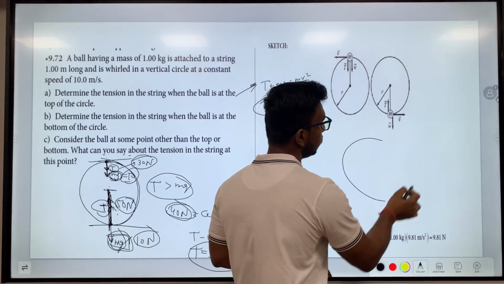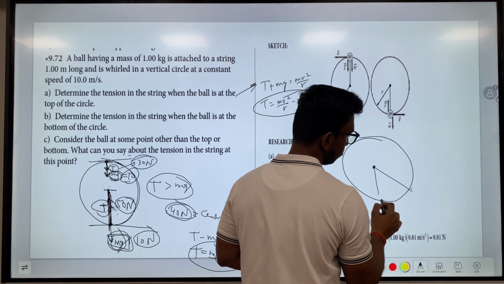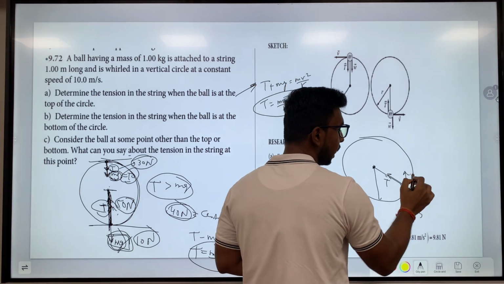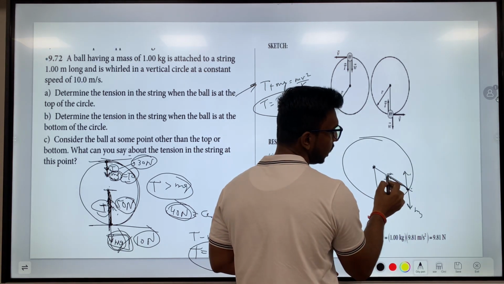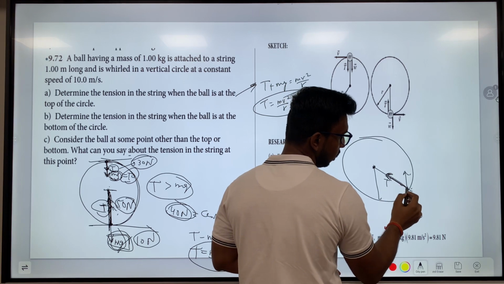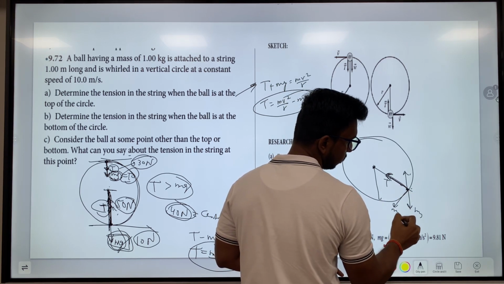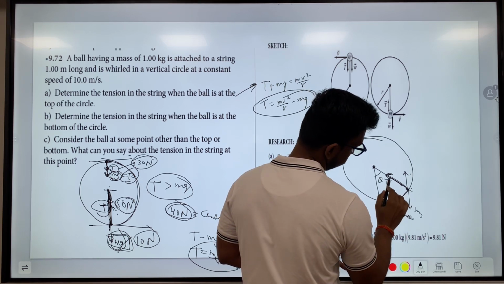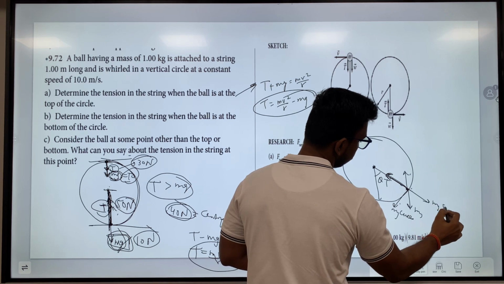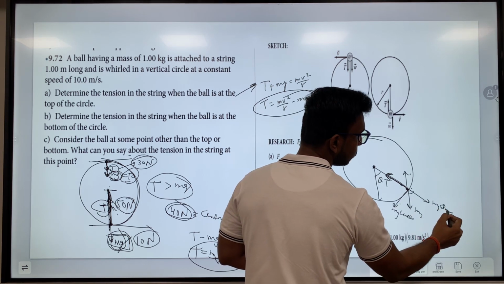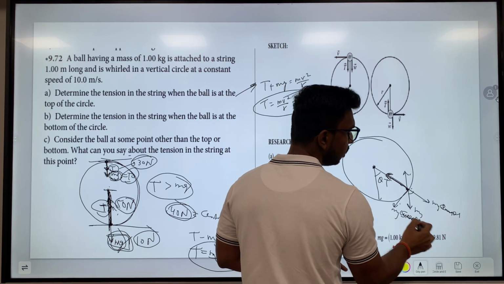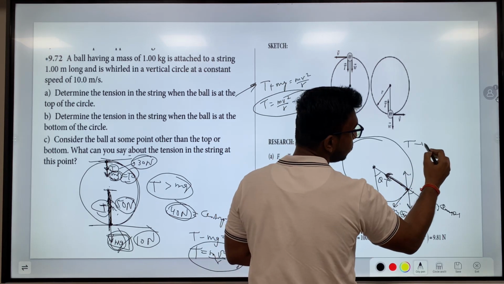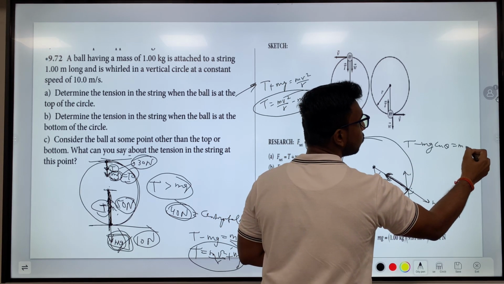Consider the ball at some point other than the top or the bottom. If we take a point anywhere in general, there is mg downwards, there is tension here. So some part of the tension will cancel mg, or tension will provide the centripetal force. If I take the component, let's say this is theta, so this becomes mg cos theta, and this becomes mg sin theta. You don't have to solve it again. Here tension would have to cancel mg cos theta. Tension minus mg cos theta will provide mv square by r.